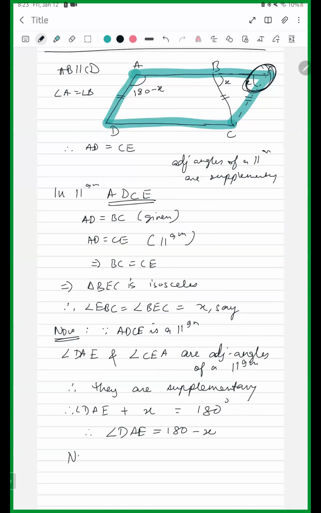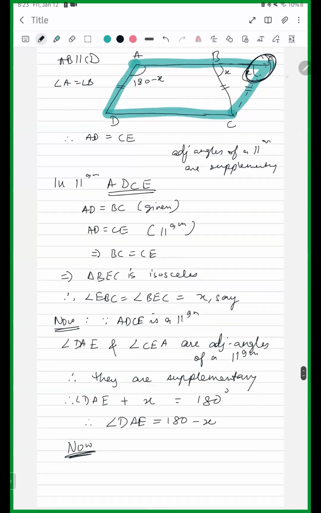Now, whenever we write "now", it means we are starting a new story. We are talking about something else. It's not a continuation of what we were doing previously, it's something else.